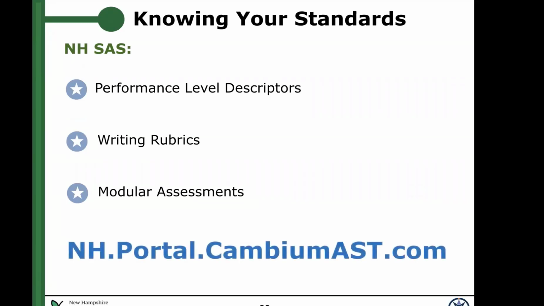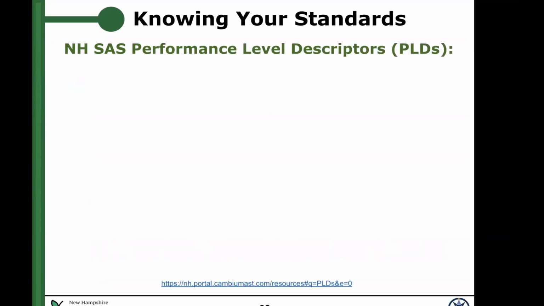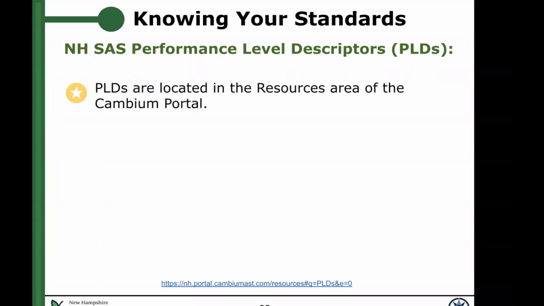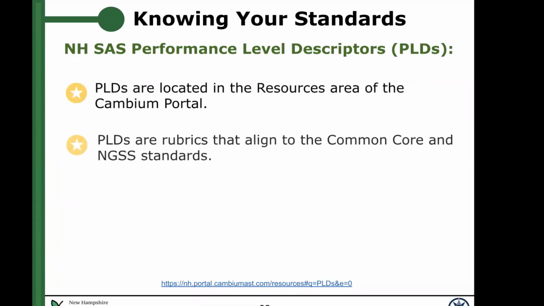So I'm just going to go through these really quickly so that you can tap into them and look at them a little bit more in depth. It's the New Hampshire portal, cambiumast.com. That's the actual portal that you get on if you administer any of the New Hampshire SAS assessments. So the summative assessment or anything like that, it's the same portal. And for this next thing where we have the performance level descriptors, this is one of the resources on there. So I've got the link right here, but just so that you can understand what the PLDs are, they're located in the resource area of the Cambium portal.